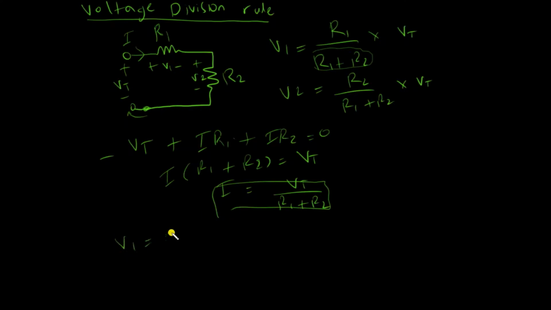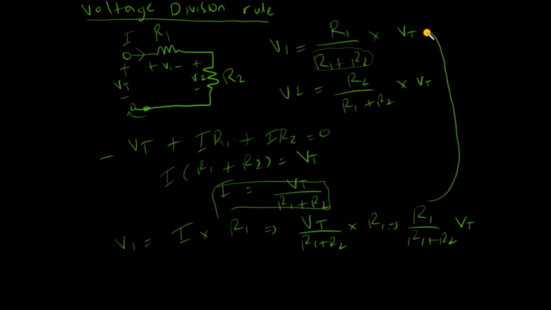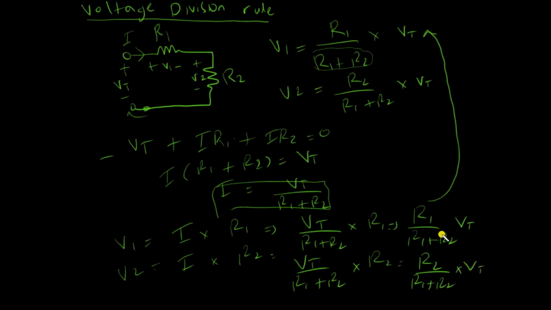So if I want to find V1 now, that is according to Ohm's law I into R1, which is Vt over R1 plus R2 multiplied by R1, and it comes out to be R1 over R1 plus R2 times Vt, which is the same as this formula. The same goes for V2, which is I into R2. The current would be the same as they are in series, Vt over R1 plus R2 times R2, and hence the formula is derived in this way. So this is the voltage division rule.